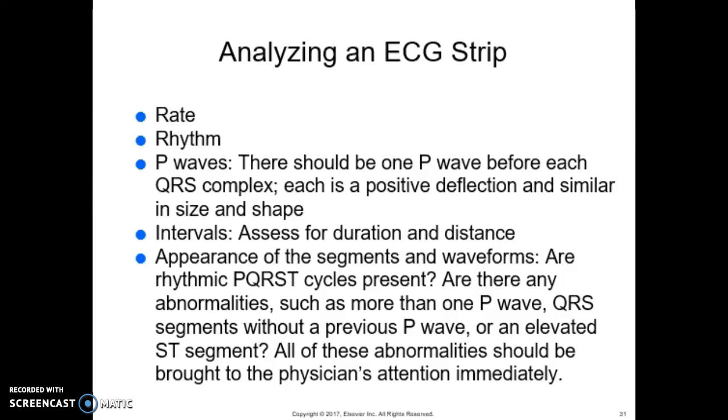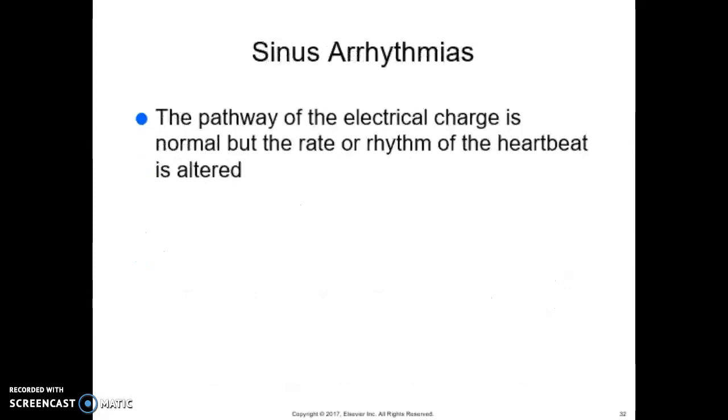Okay, abnormalities in cardiac rhythm are called arrhythmias and fall into one of 4 broad categories. So there's sinus arrhythmias, atrial arrhythmias, ventricular arrhythmias, and biochemical arrhythmias. Sinus arrhythmias, the pathway of the electrical charge is normal, but the rate or rhythm of the heartbeat is altered. Sinus arrhythmias may be caused by the SA node firing too slowly or too quickly.